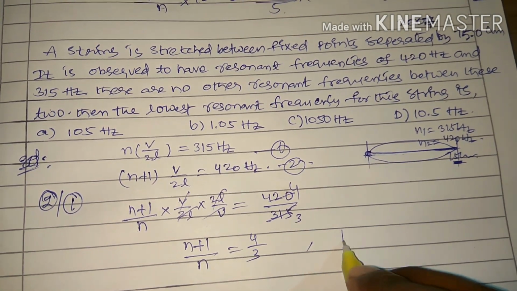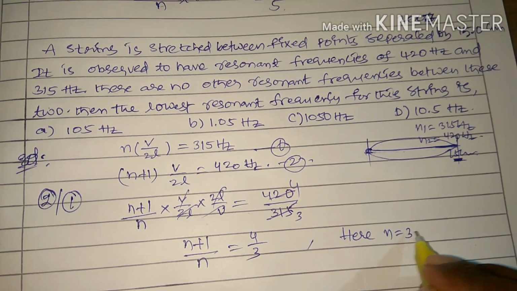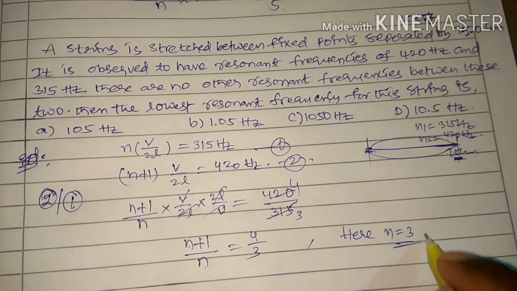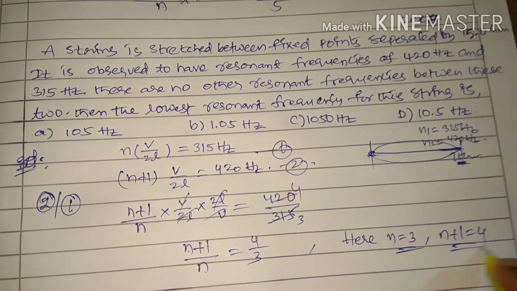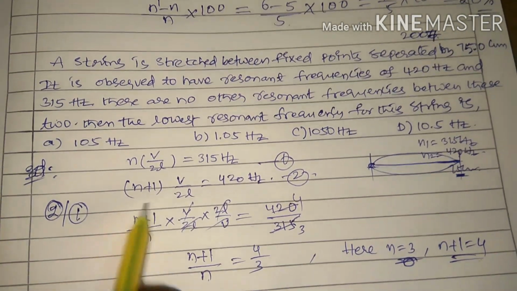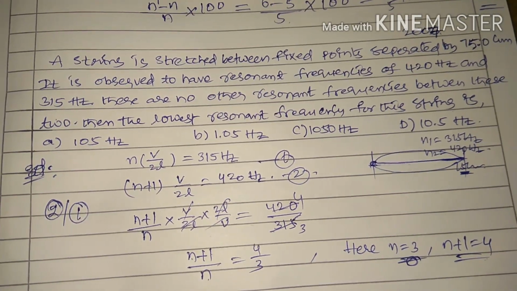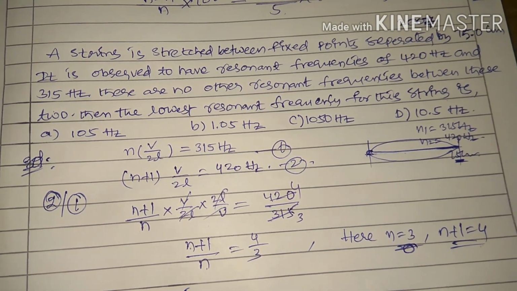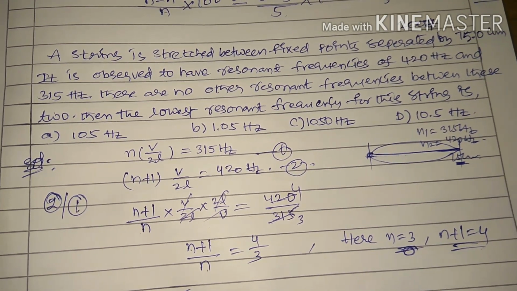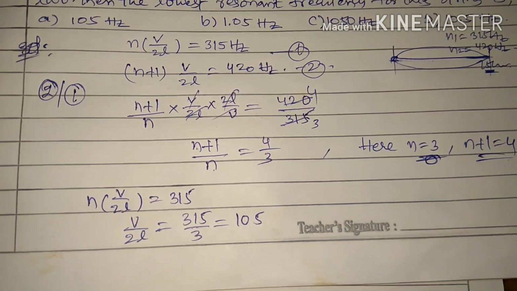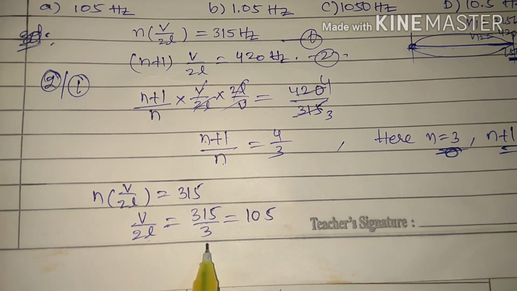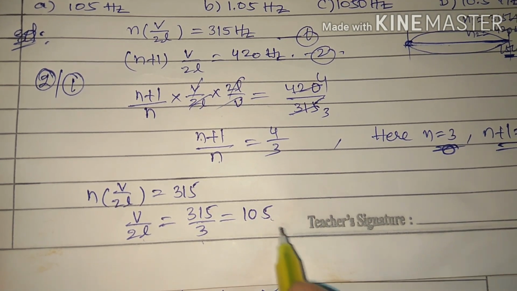Here n is equal to 3, because 3 plus 1 is equal to 4, so n plus 1 is equal to 4. If n is equal to 3, then n into V by 2L is equal to 315, so V by 2L is equal to 315 by 3, which is equal to 105.